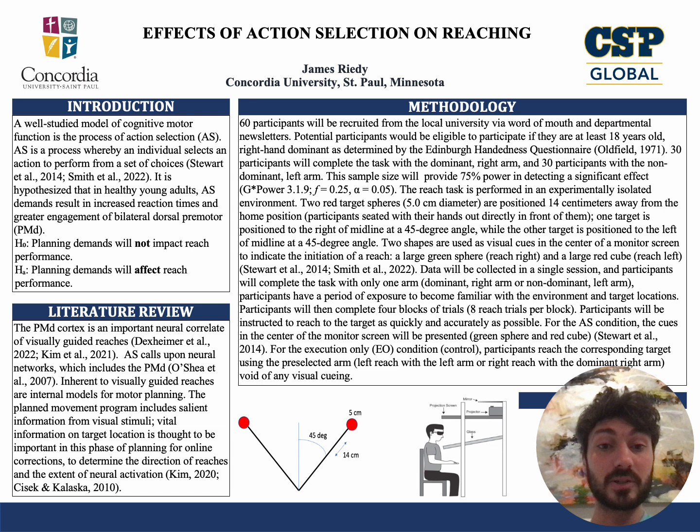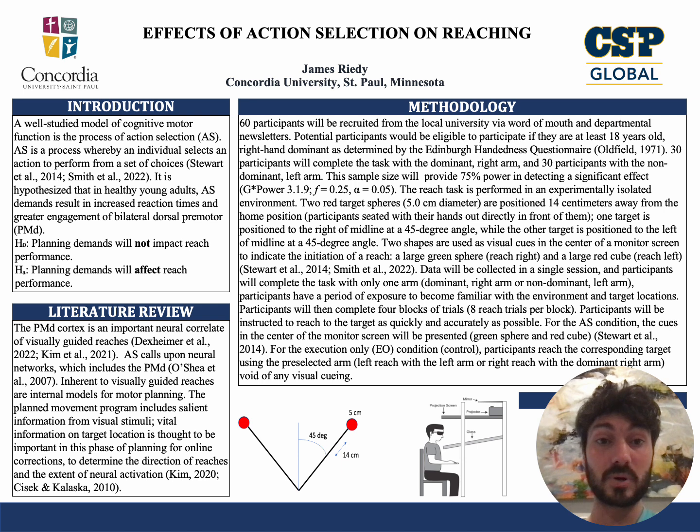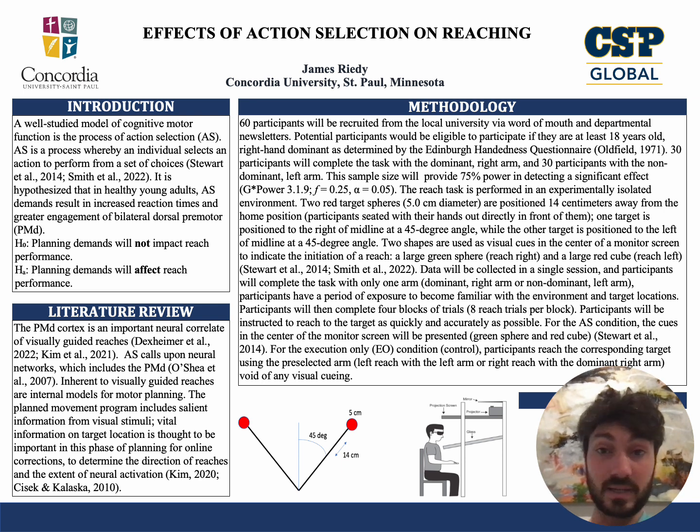Digging into the methodology, 60 participants recruited from the University, Concordia St. Paul, using departmental newsletter, word of mouth. They'll be 18 years or older, college students, right-hand dominant as determined by the Edinburgh Handedness Questionnaire. They cannot have any current pain in their upper extremity.